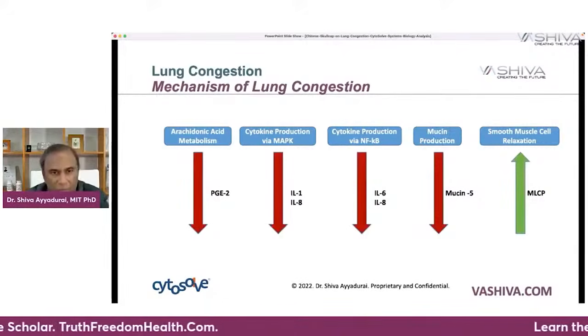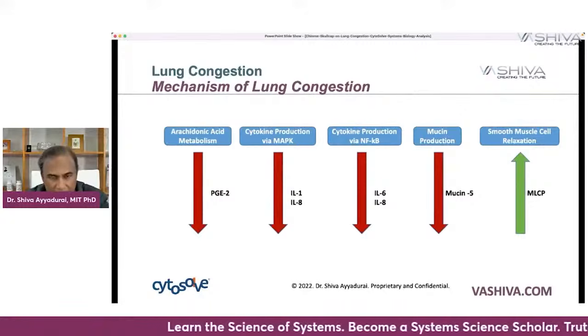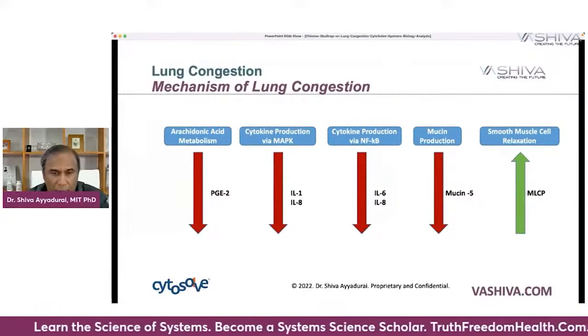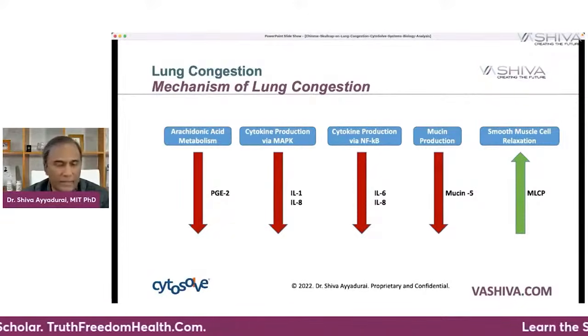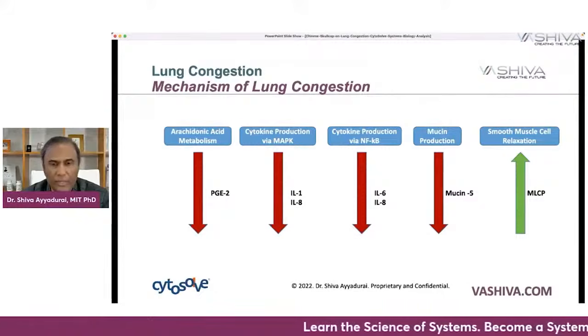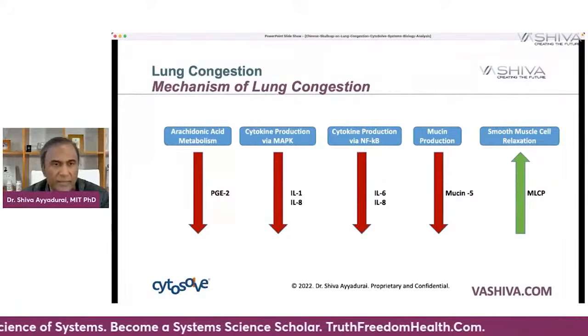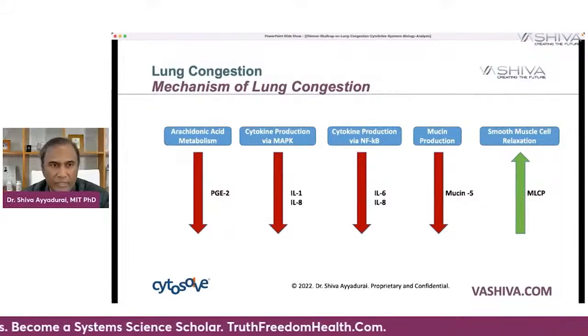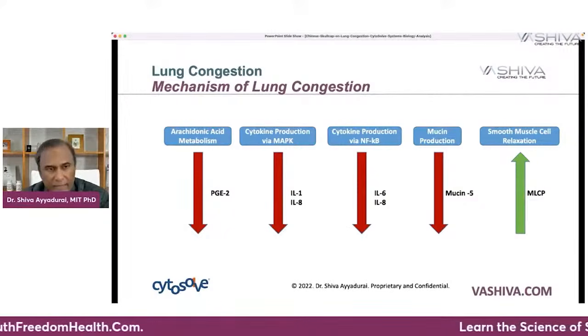So the net of it is, if you want to reduce lung congestion, we want to reduce inflammation, which means reduce PGE2, which is produced during arachidonic acid metabolism. We want to reduce IL-1 and IL-8 from this cytokine. And we also want to reduce IL-6 and IL-8, again, two other cytokines. So these four cytokines we want to downregulate, and obviously want to bring down mucus production, but we want to increase MLCP, because when you increase this, guess what? You get smooth muscle relaxation, which helps alleviate lung congestion.